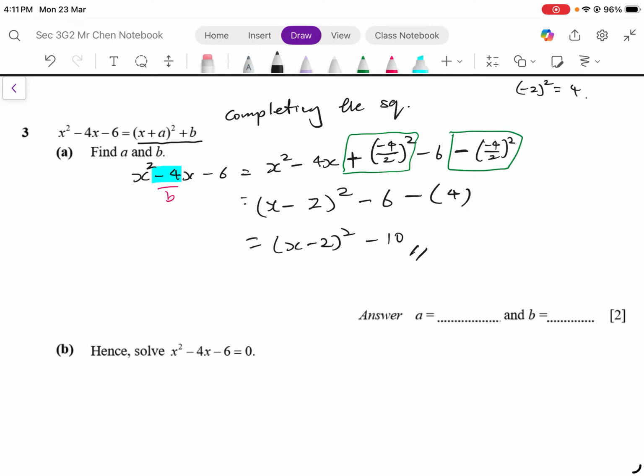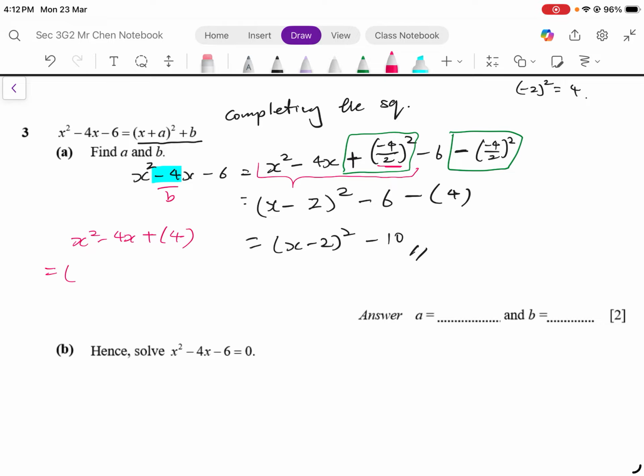Okay, if you are wondering why this becomes this, it is because your x squared minus 4x plus this whole thing is what? 4, right? Minus 4 divided by 2, minus 2 squared is 4.